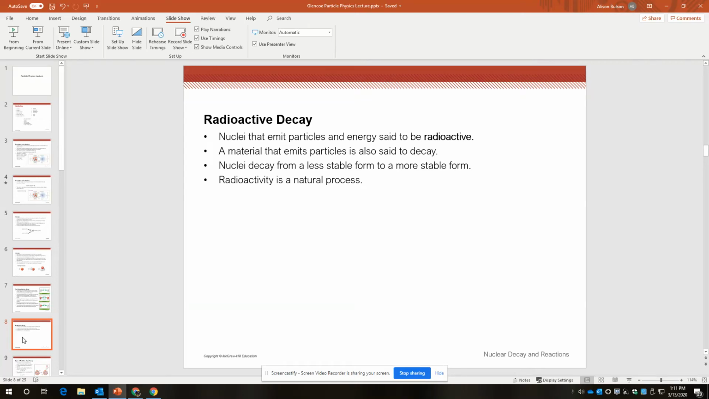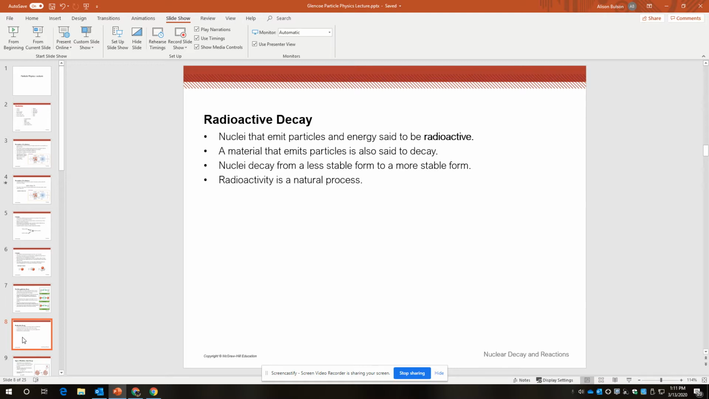Hi there. So we're moving from the structure of a nucleus to what happens when nuclei become too big for themselves, and that's radioactive decay. So nuclei that emit particles and energy are radioactive. That's the definition of radioactive. And material that emits particles and energy can also be called decay, right?